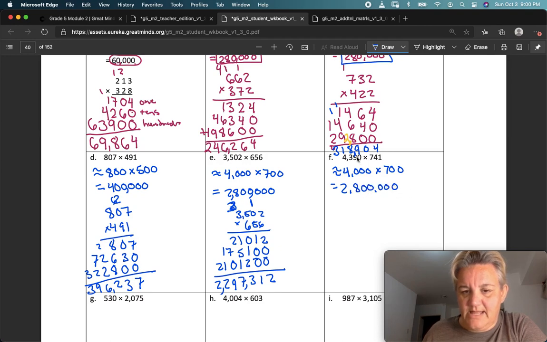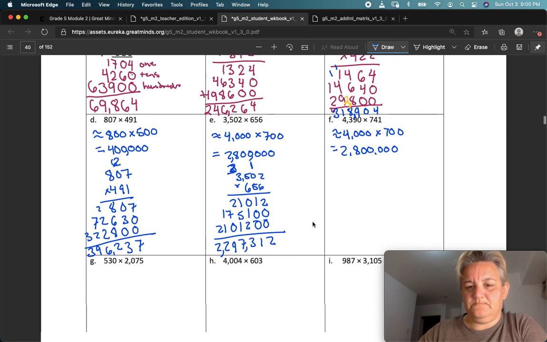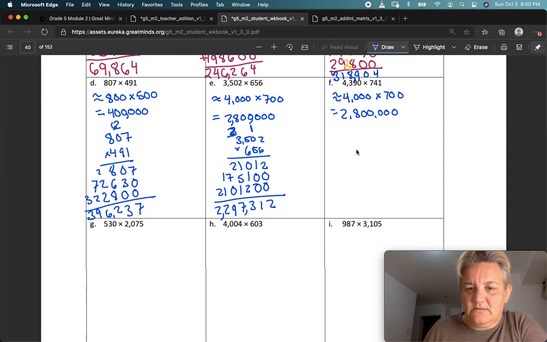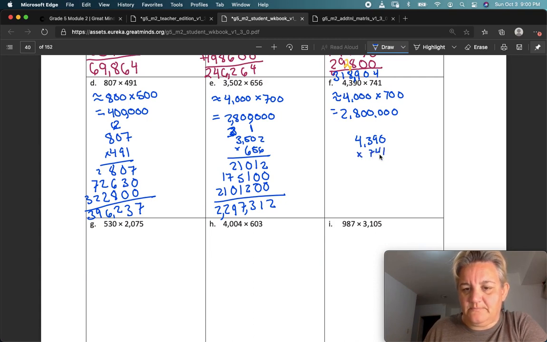2,800,000. Okay, but this time we rounded down, so our answer should actually be more than 2,800,000. Okay. 4,390 times 741. 1 times 0 is 0. 1 times 9 is 9. 1 times 3 is 3. 1 times 4 is 4.